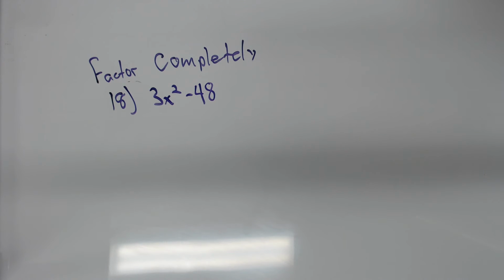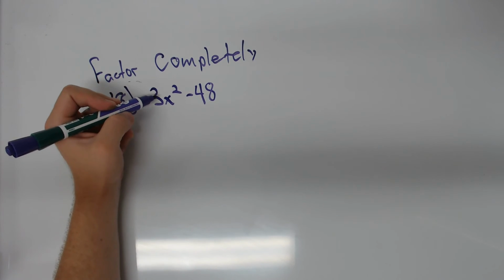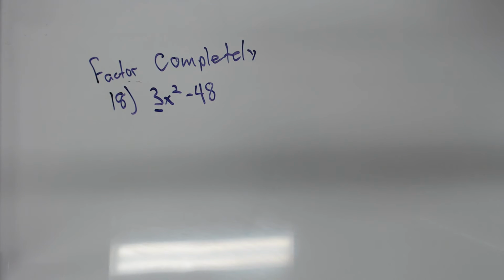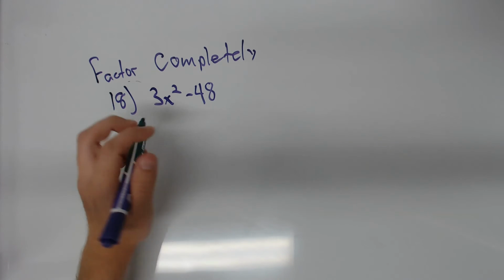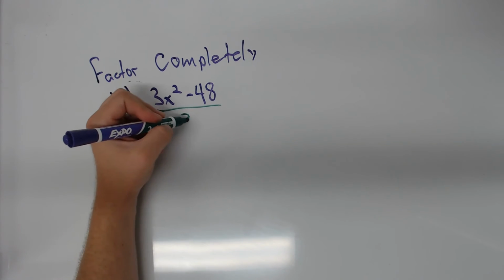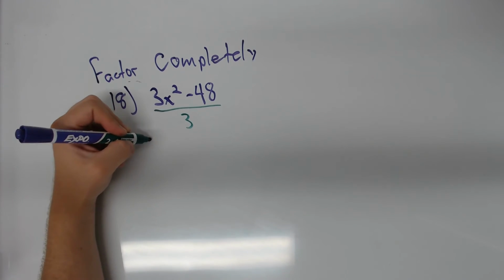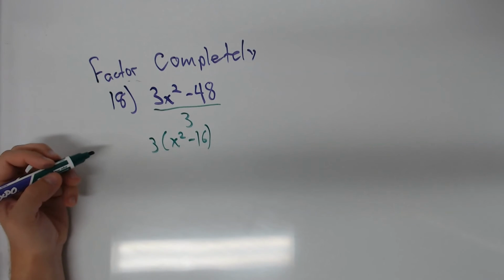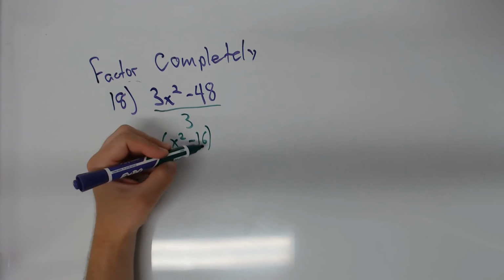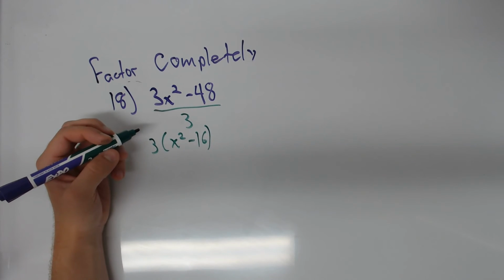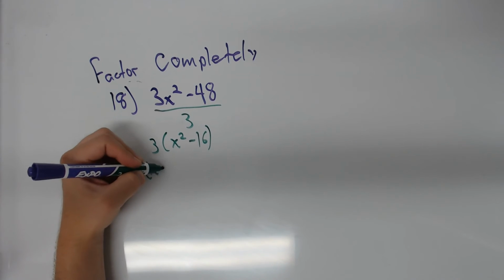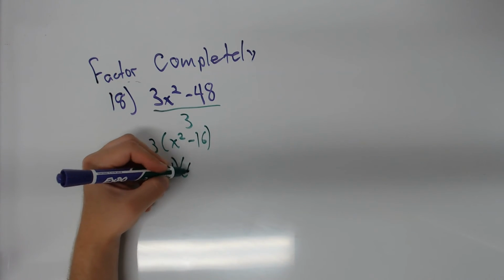3x squared minus 48. Well, this one does have something I can factor out from the start. 3 and 48 are both divisible by 3, so that's a good choice right now. So I'm going to have 3 times (x squared minus 16). And now I focus on factoring the parentheses, x squared minus 16. This is a difference of squares.